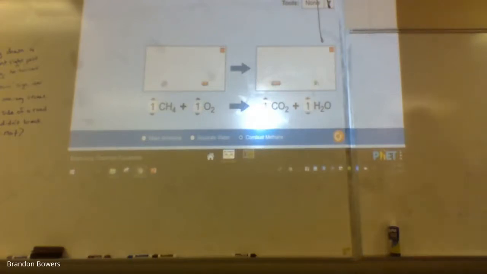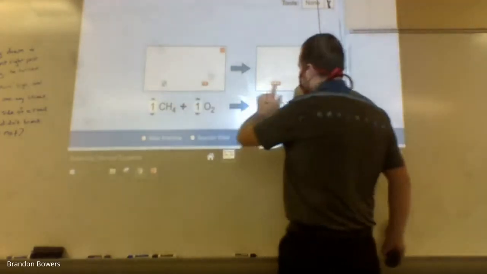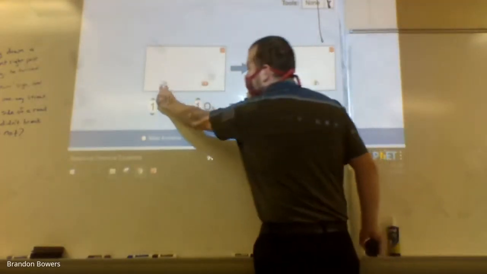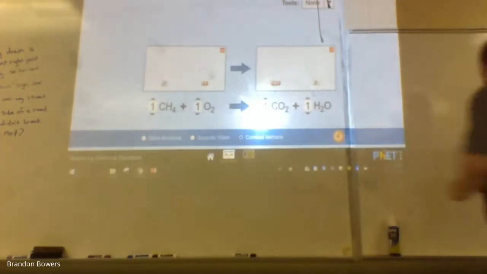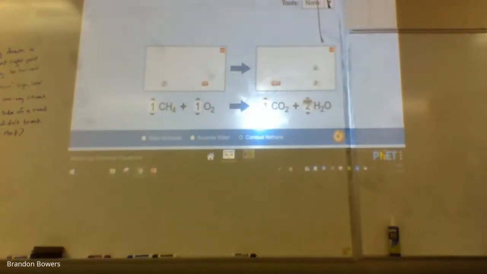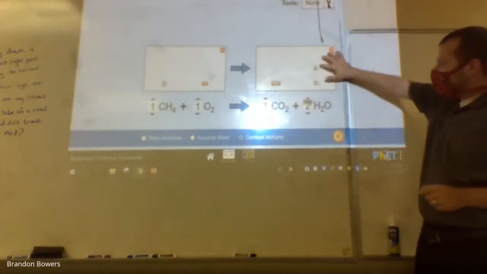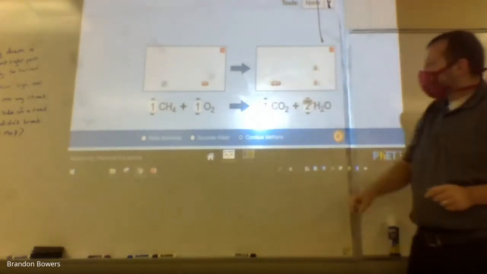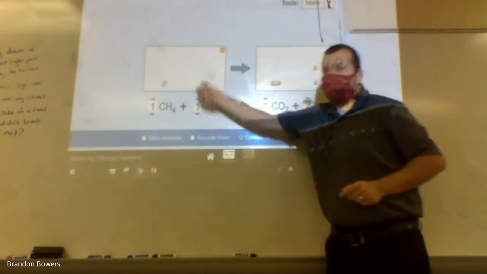Okay, so I have one gray circle, one gray circle. I have 4 white circles, 2 white circles. So I gotta double that one. How many reds do I have? I have 4 total, so I have to double this one, right?